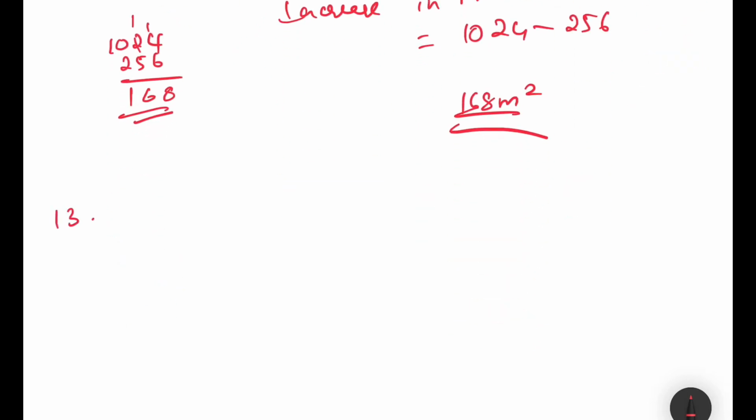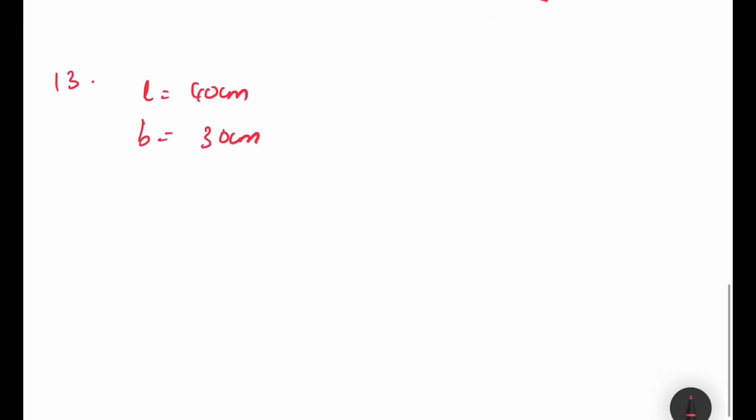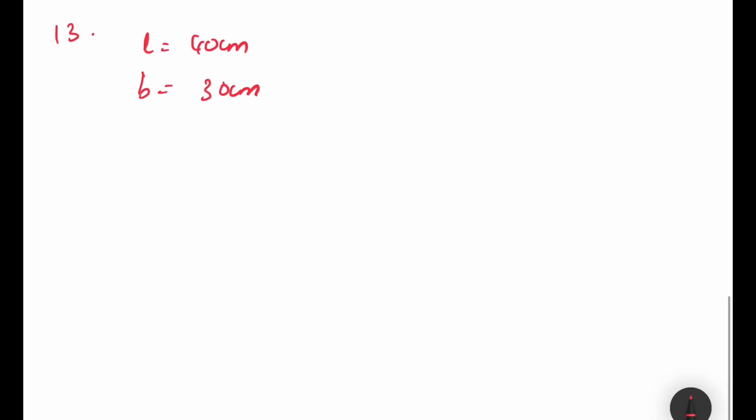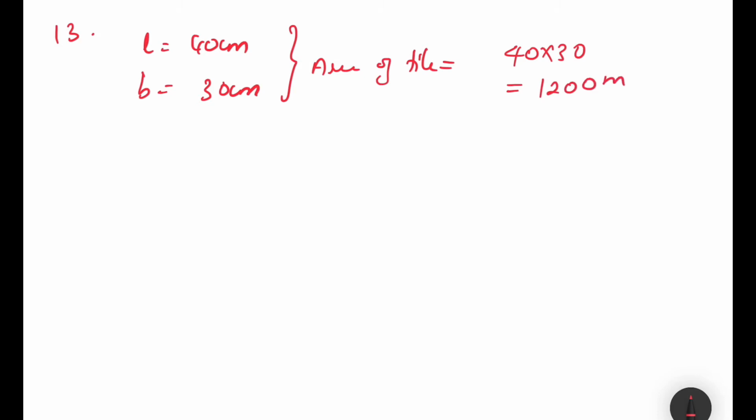Coming to the 13th question. Each rectangle tile is 40 centimeter long, so length is given as 40 centimeter and width or breadth is 30 centimeter. How many tiles will be required to cover the floor of a room with length 4.8 meter and breadth 2.4 meter? So first we'll find the area of the tile. Area of tile is equal to 40 into 30, that is equal to 1200 centimeter square.